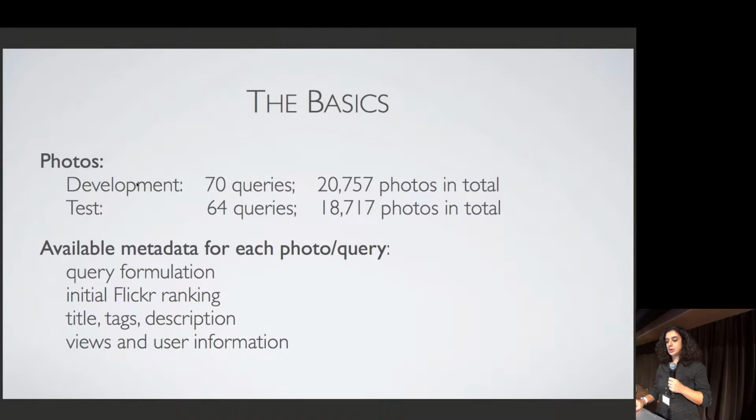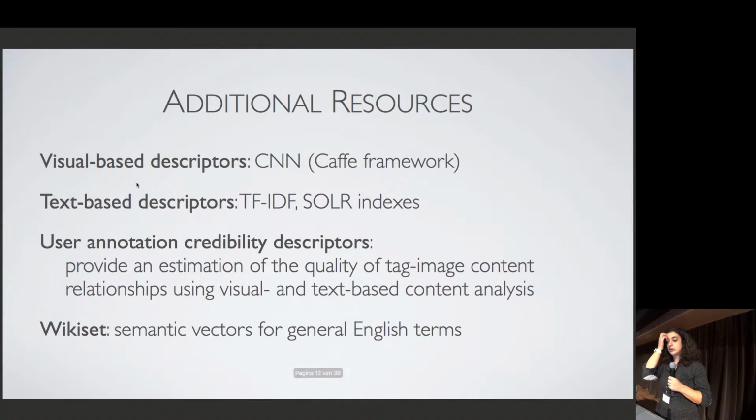To support participation from different communities, we provided pre-computed descriptors, visual ones of course, from deep learning. We have text-based descriptors. We have user annotation credibility, which simply estimates the quality of the relationship between tag and image content. And we have a wiki set, which is simple semantic vectors for general English terms.